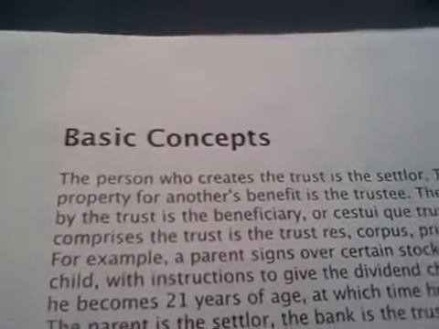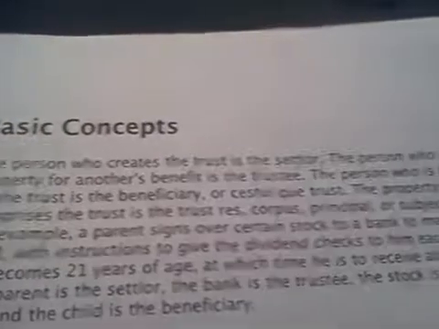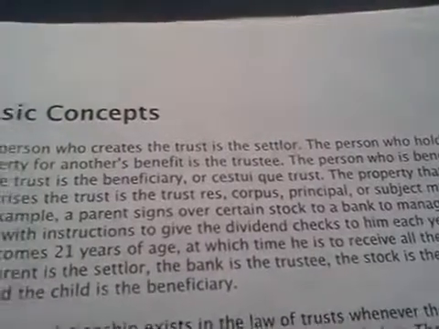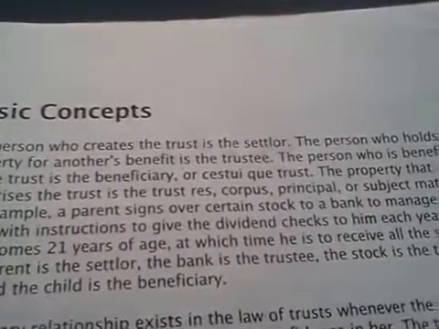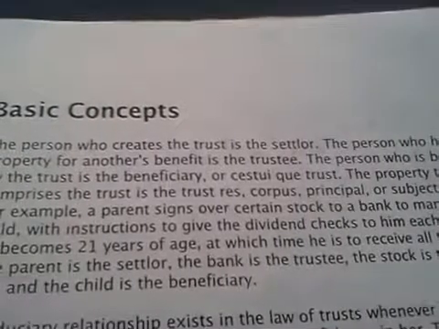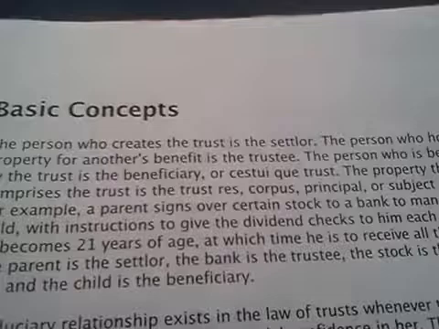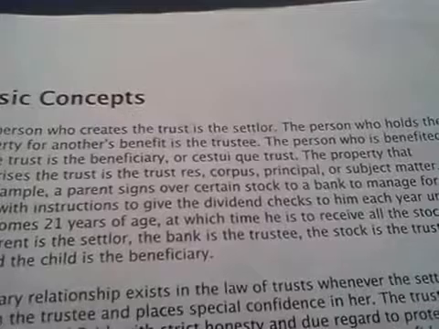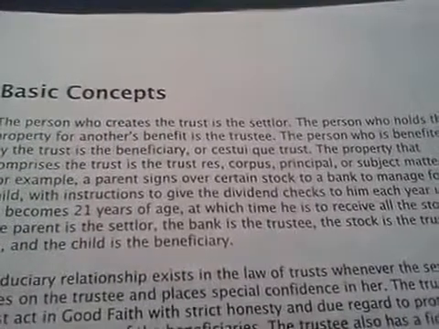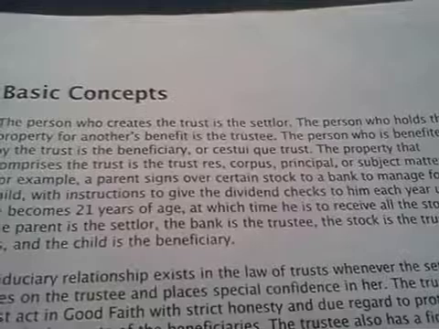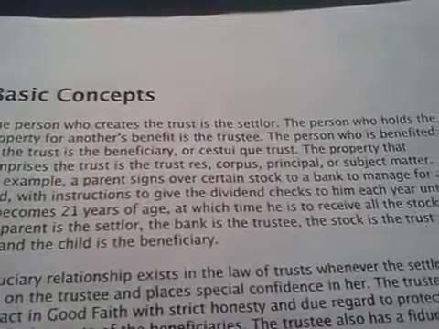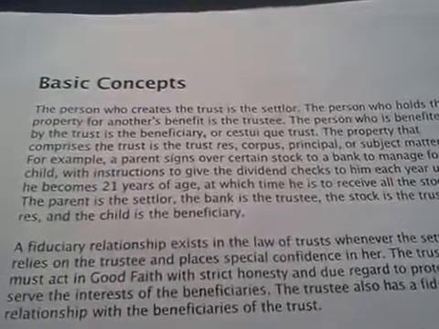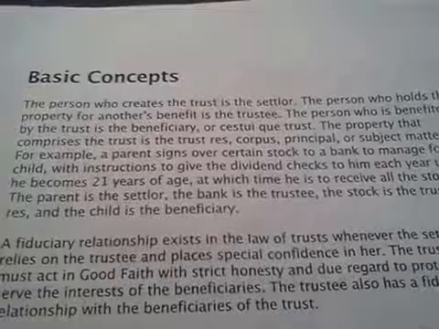Basic concepts. The person who creates the trust is a settlor. The person who holds the property for another's benefit is the trustee. The person who is benefited by the trust is the beneficiary, or cestui que trust. The property that comprises the trust is the trust res, meaning the property, the corpus, principal, or subject matter. For example, a parent signs over a certain stock to a bank to manage for a child with instructions to give the dividend checks to him each year until he becomes 21 years of age, at which time he is to receive all the stock. The parent is a settlor, the bank is a trustee, the stock is the trust res, and the child is the beneficiary.